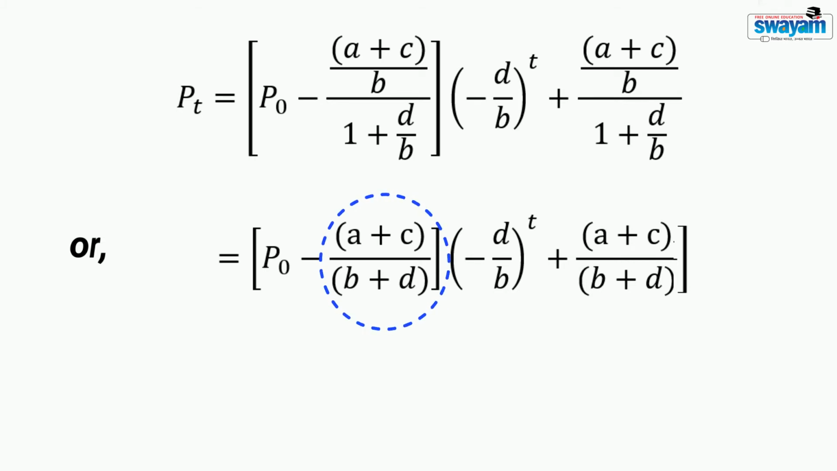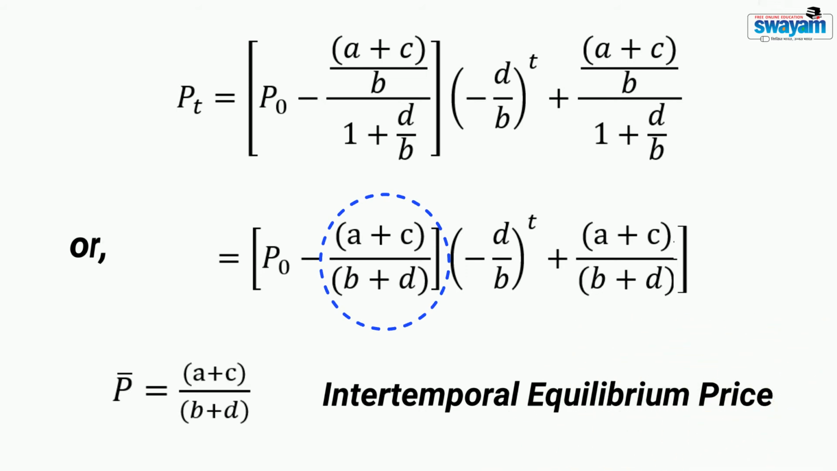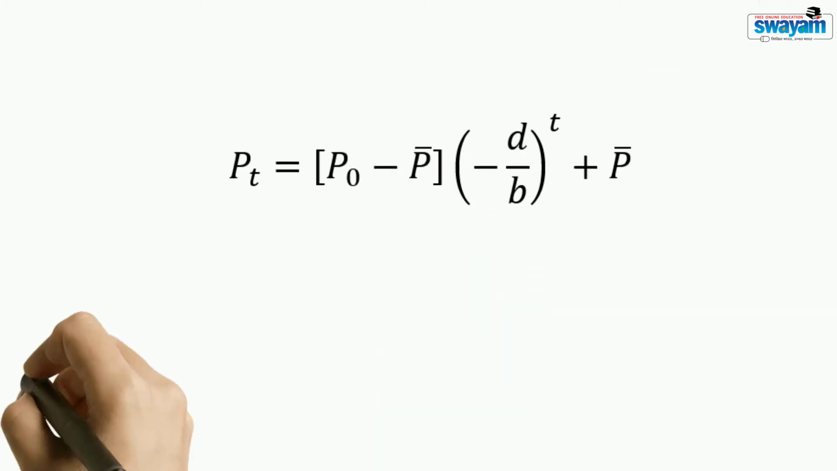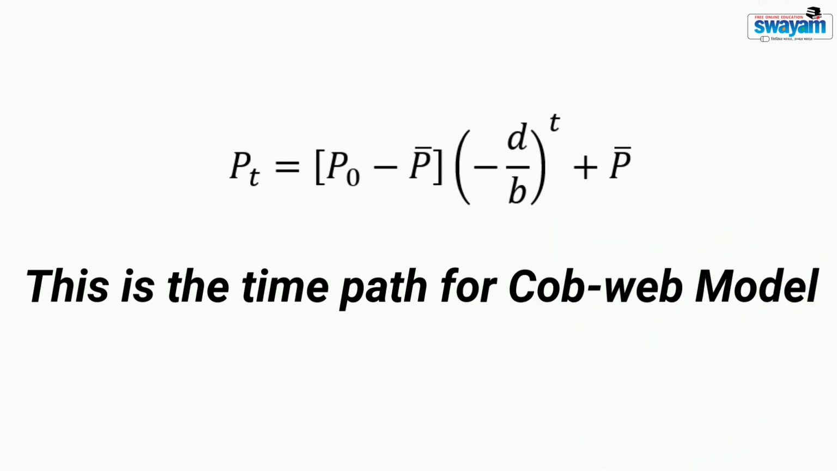Can you identify this term? If you solve the market model, you get the equilibrium price as P bar is equal to (A plus C) by (B plus D). This is called the intertemporal equilibrium price. Substituting this intertemporal equilibrium price in this equation, we get the time path for price. This is the time path of the Cobweb market model.